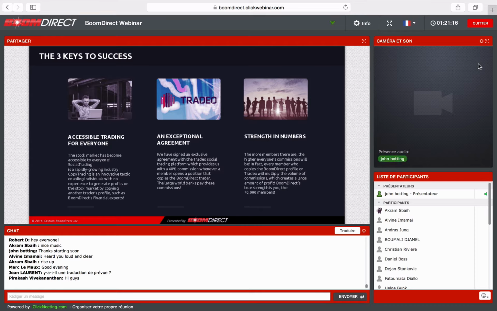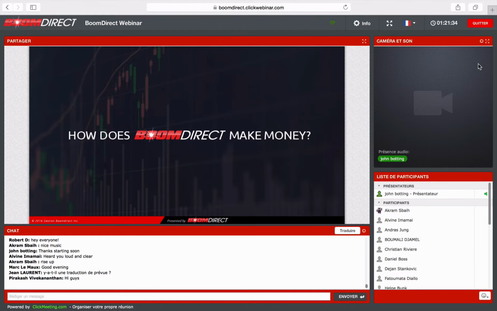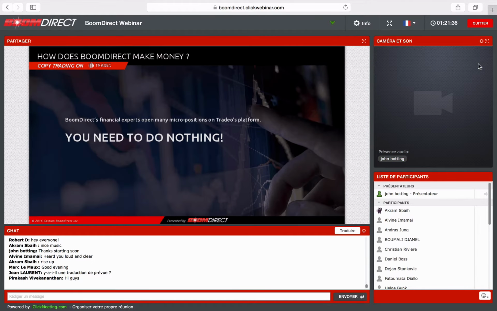3 keys to success: accessible trading for everyone through Trado, an exceptional agreement in place between Trado and Boom Direct, and the fact that Boom Direct, as a network marketing, a multi-level marketing, and an internet marketing company, is growing its membership, and therefore we have strength in numbers.